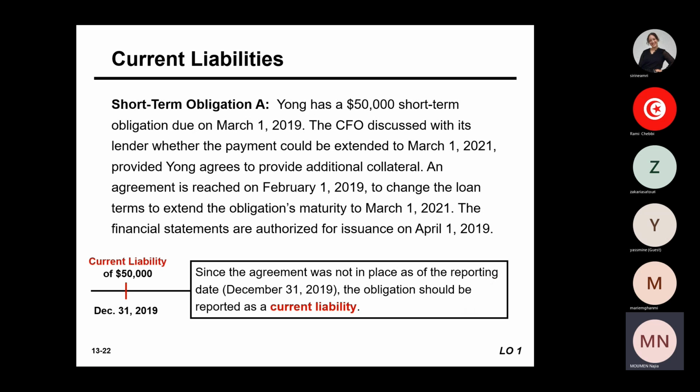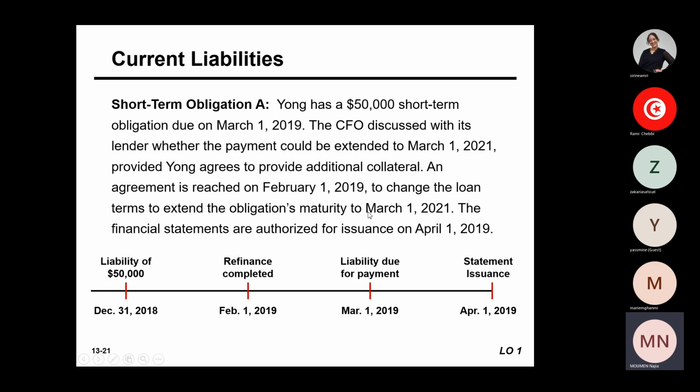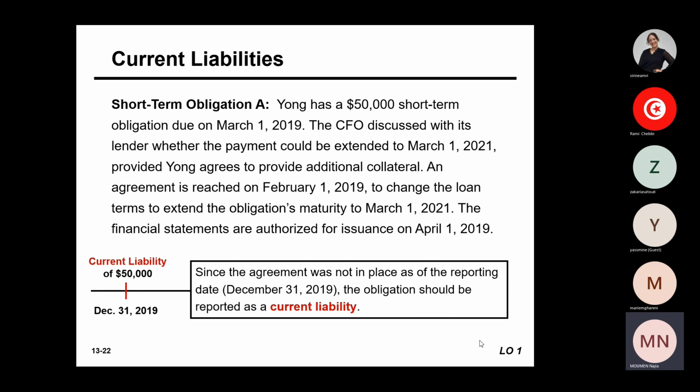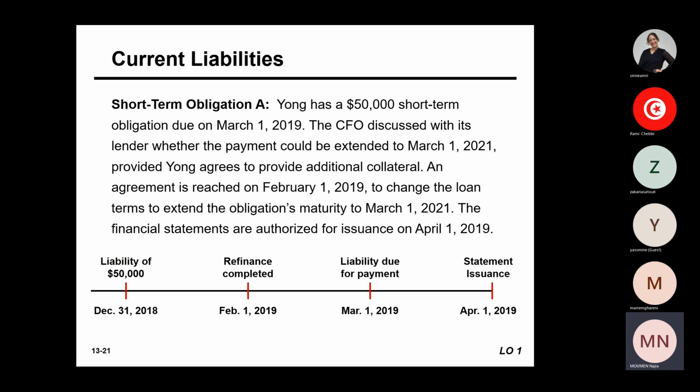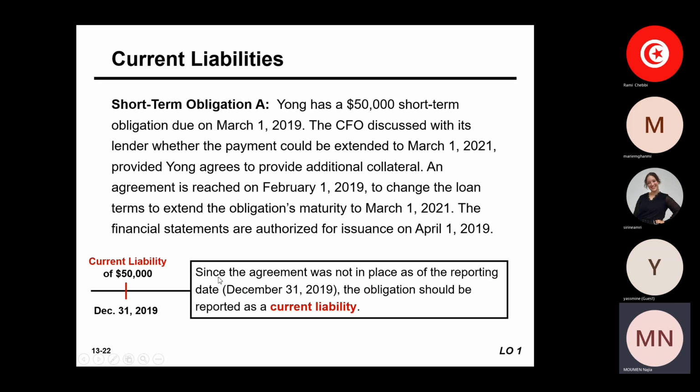So here it should still be reported as a current liability. Why? Because we should not consider the date of authorization for issuance of the financial statements. We said the criterion to reclassify from the current liability is that we talk about the reporting date. The reporting date is still December 31, 2018. So the refinance agreement was made after this reporting date, so it should be kept as short-term liabilities.